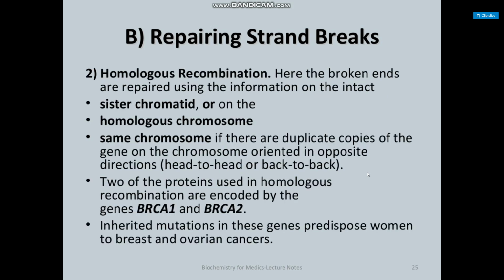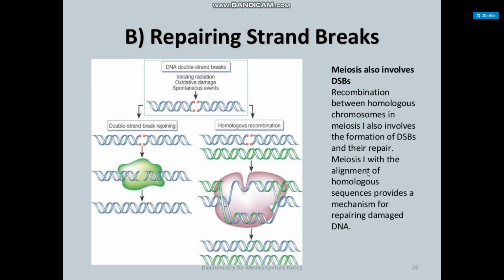Homologous recombination in repairing strand breaks: here the broken ends are repaired using an intact template, like the sister chromatid, homologous chromosome, or the same chromosome. Meiosis also involves recombination between homologous chromosomes. Meiosis I also involves the formation of DSBs and their repair system, with the alignment of homologous sequences.